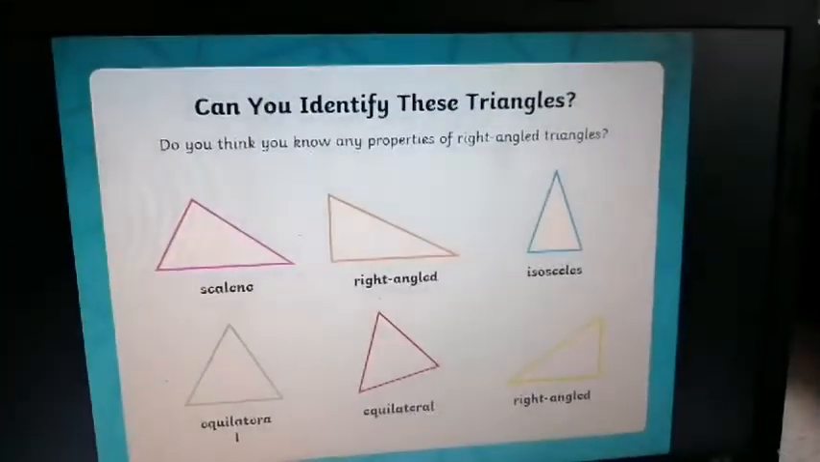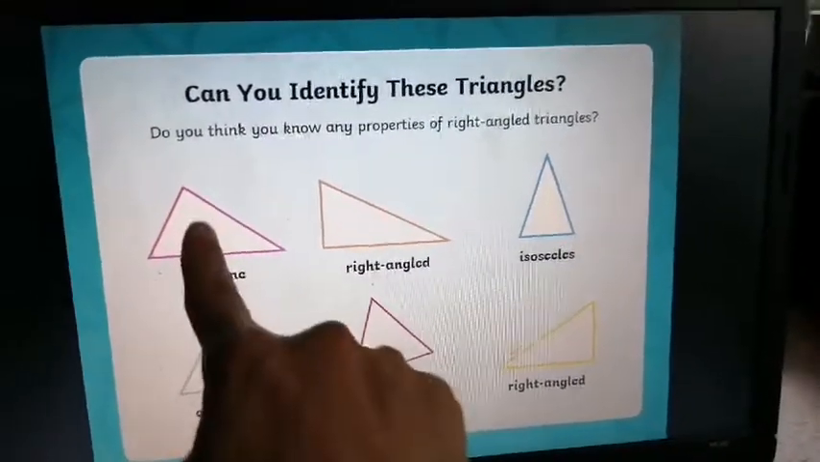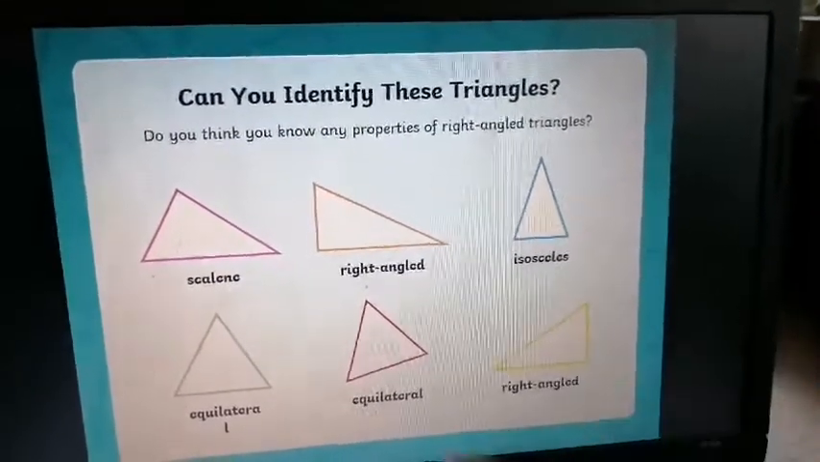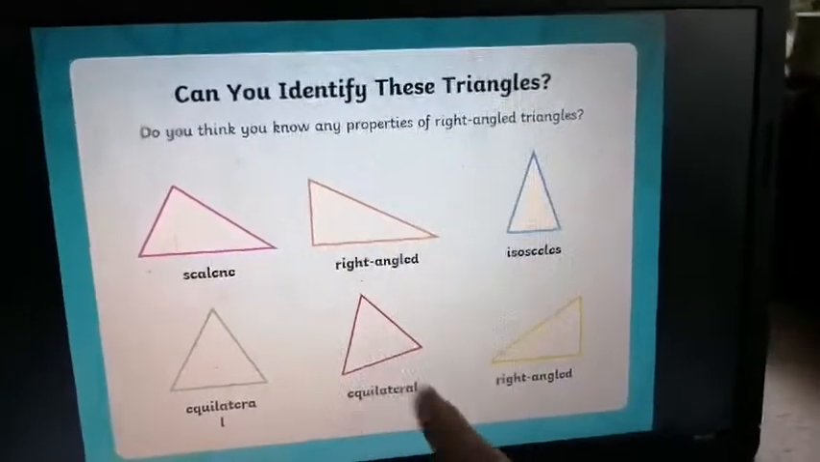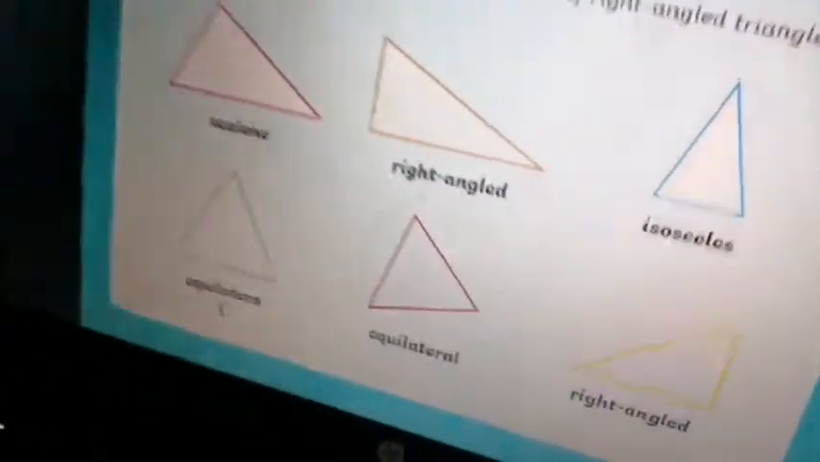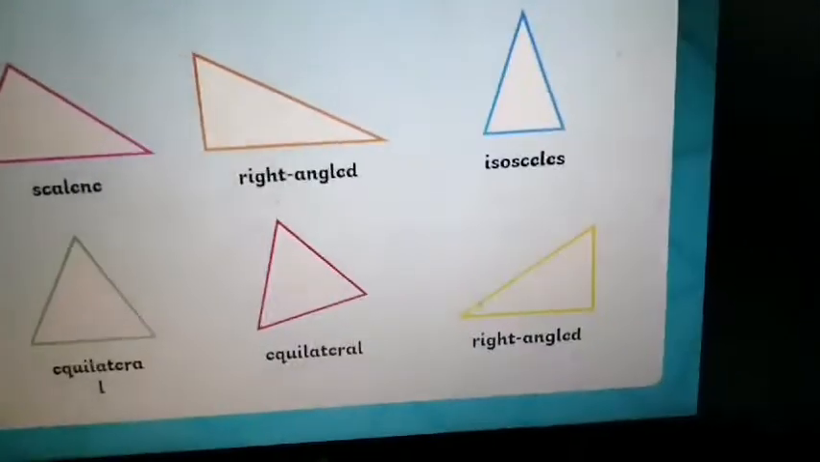Now these are the triangles. So we've got the scalene, right angled, isosceles, equilateral. Another equilateral is just slightly tilted, and another right angle there.